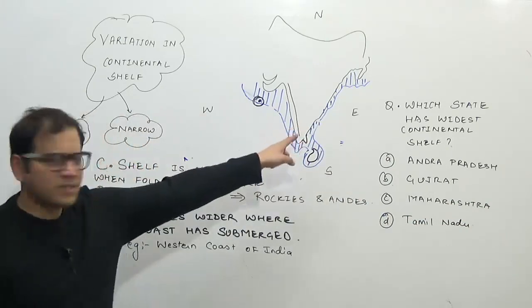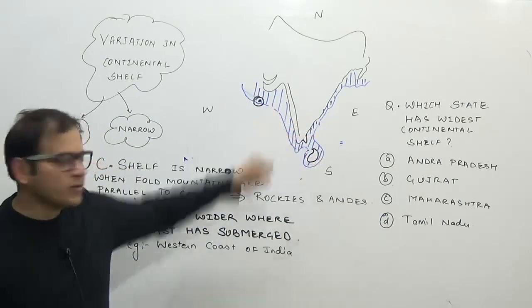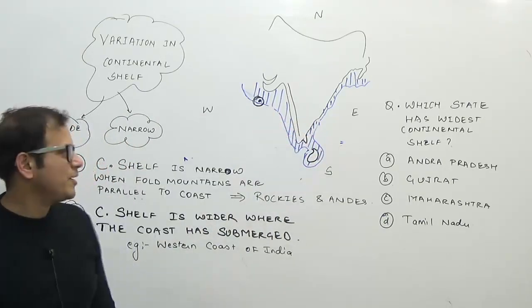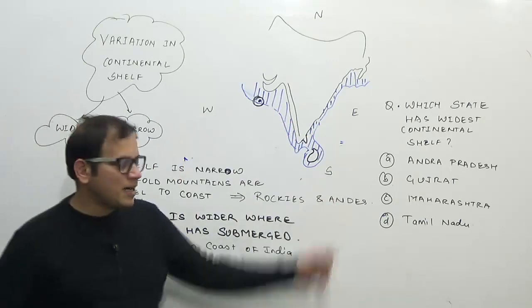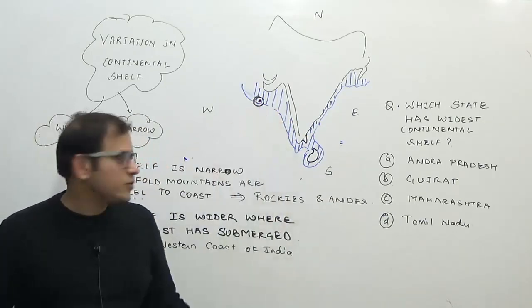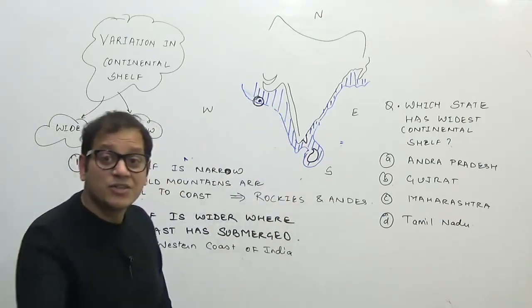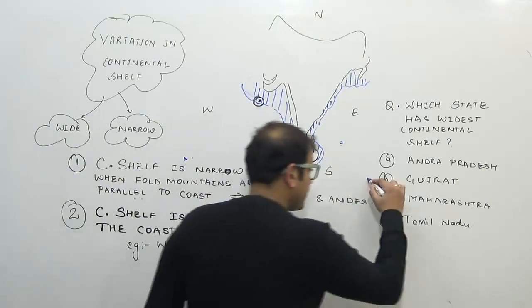Is it Andhra Pradesh? Can you see here from the map, wider or narrower as compared to Gujarat? Obviously narrower. The blue area is less. Maharashtra, the blue area is lesser. It is widest in Gujarat. Tamil Nadu, no, it is lesser. So the state having the widest continental shelf in India is Gujarat.